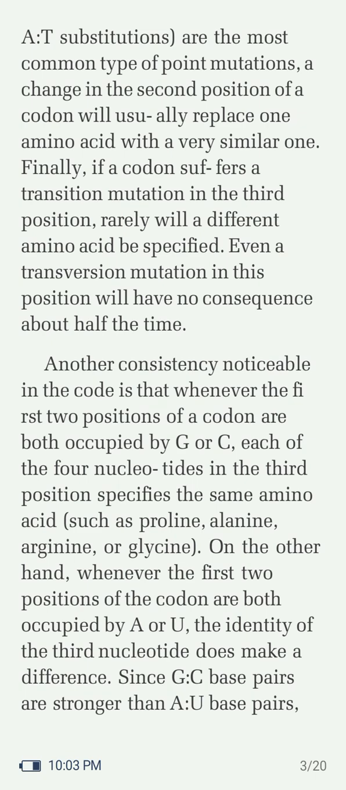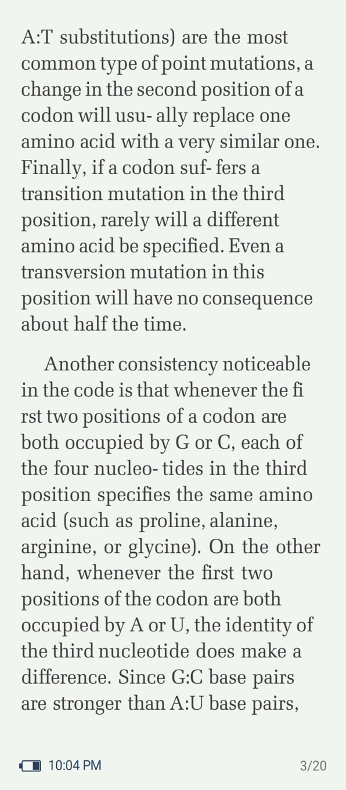Finally, if a codon suffers a transition mutation in the third position, rarely will a different amino acid be specified. Even a transversion mutation in this position will have no consequence about half the time. Another consistency noticeable in the code is that whenever the first two positions of a codon are both occupied by G or C, each of the four nucleotides in the third position specifies the same amino acid, such as proline, alanine, arginine, and glycine. On the other hand, whenever the first two positions of the codons are both occupied by A or U, the identity of the third nucleotide does make a difference.